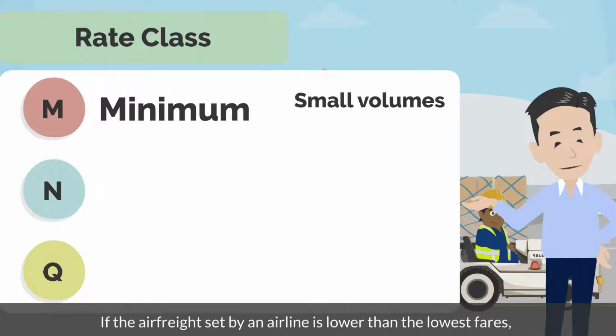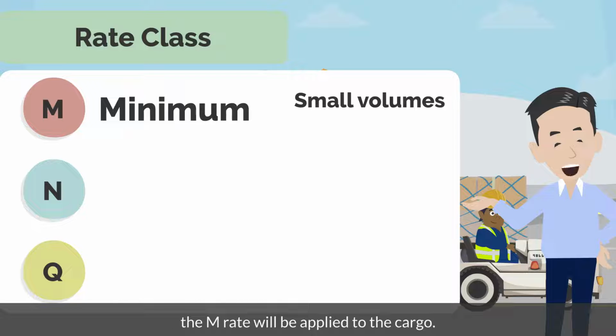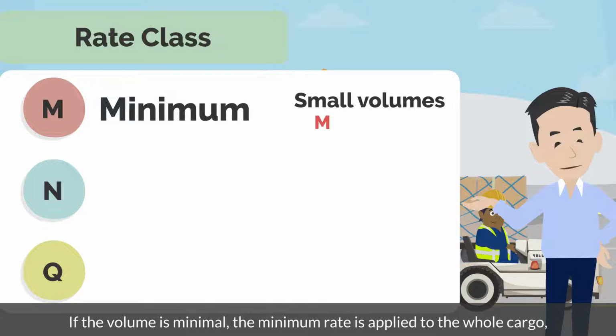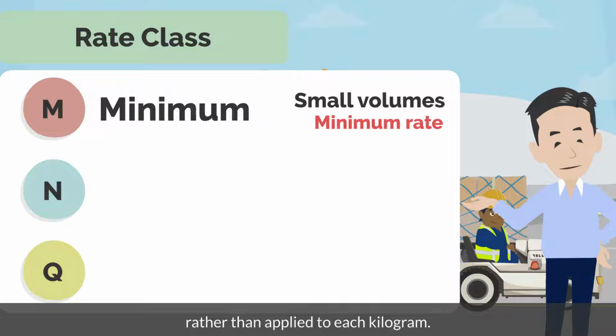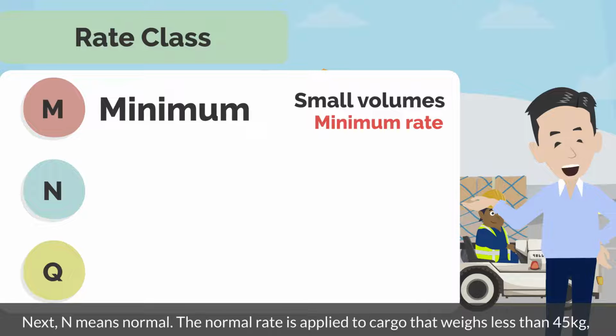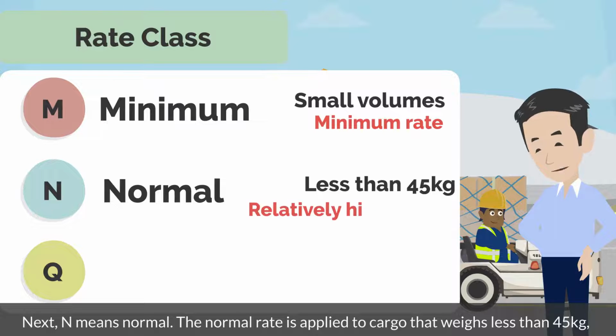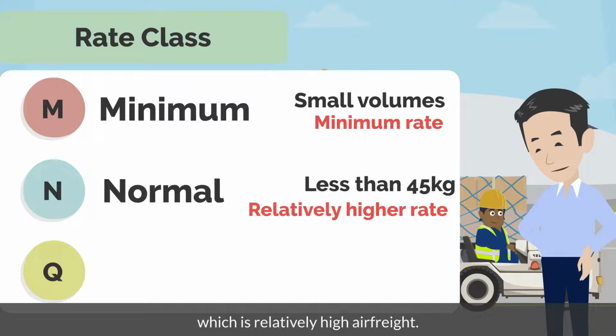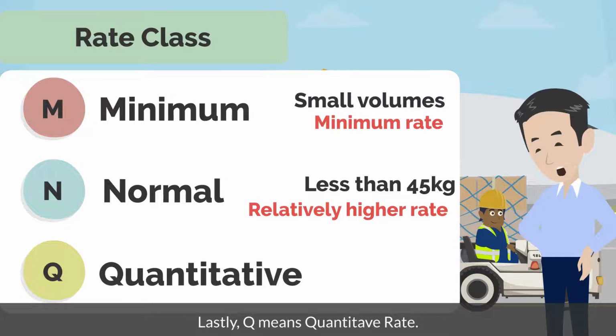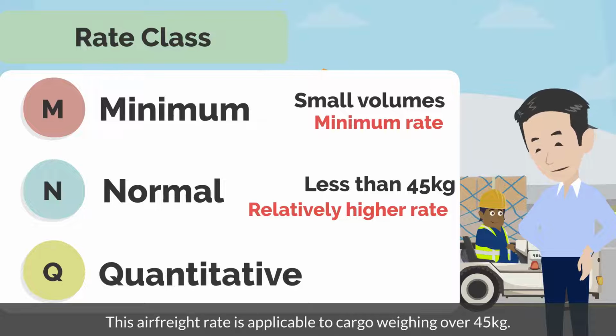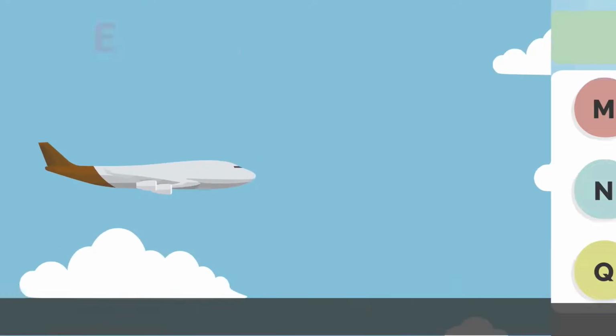If the air freight set by an airline is lower than the lowest fares, the M rate will be applied to the cargo. If the volume is minimal, the minimum rate is applied to the whole cargo, rather than applied to each kilogram. Next, N means normal. The normal rate is applied to cargo that weighs less than 45 kg, which is relatively higher freight. Lastly, Q means quantitative rate. This air freight rate is applicable to cargo weighing over 45 kg.